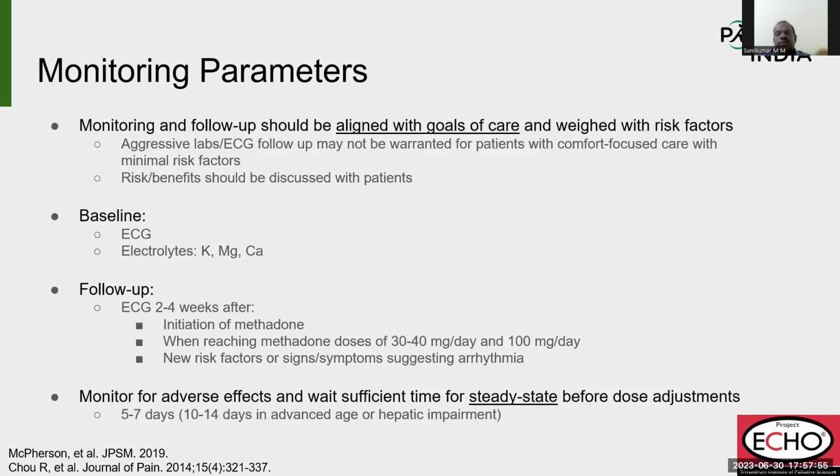And you have to follow up the patient with an ECG after 2 to 4 weeks of initiation of methadone. Suppose you started the patient on 2.5 milligram BD methadone, and when the dose reaches 30 to 40 milligram, you have to again do an ECG and find out the QT interval. Then when the patient reaches 100 milligram. Another important thing is that methadone will take about 5 to 7 days to reach a stable concentration, a steady state in the blood.